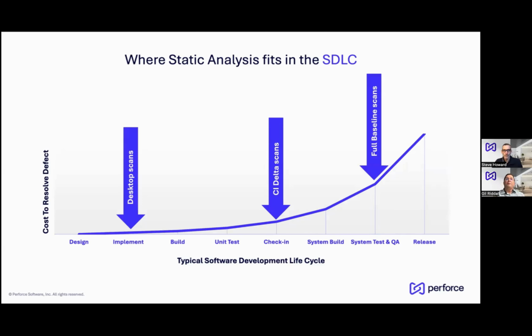And then further back from that, or shifting further left, you can have desktop scans. While the designers are actually implementing the solutions, they can be performing desktop scans to help catch those issues early and prevent them from being caught further down the line. This chart is really showing the cost to resolve defects. As you can see, the further left you shift on the line, the more cost effective it is to fix the defects.